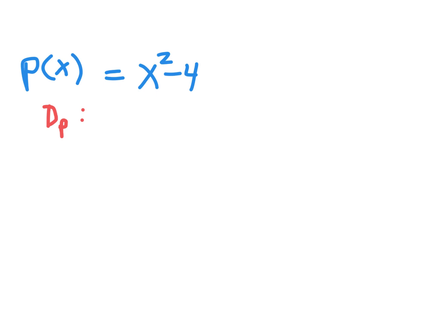Remember that if you find one that's all real numbers, you can put a big R instead of writing parentheses, negative infinity, comma, positive infinity, parentheses. The big R is just way faster, and it means all reals, so it's good.